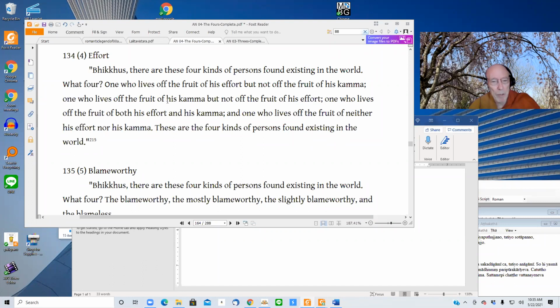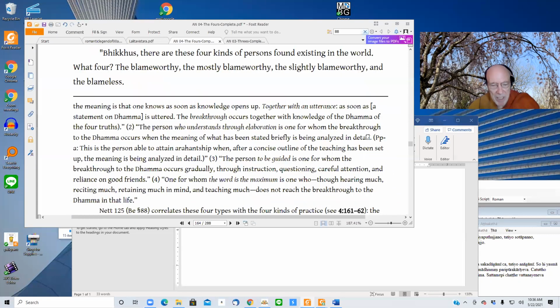So that's the one who lives off the fruit of his karma, but not the fruit of his effort. Then you have one who lives off the fruit of both his effort and his karma. This would probably be the typical case for one who achieves success. One has to make some effort and start working diligently and vigorously, whether in secular life or in Dhamma practice, but then that practice will stir up the accumulations of past karma, so that the karma will start to ripen and work in synergy with one's effort and bring about the beneficial results.